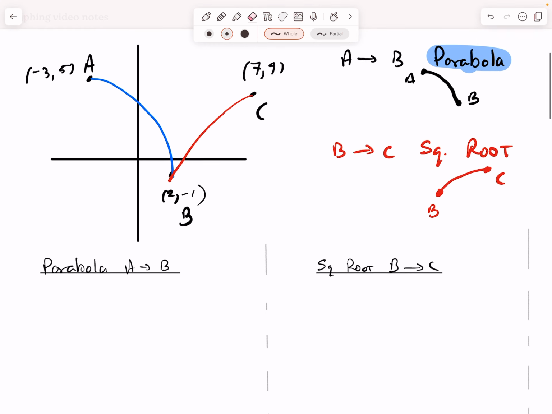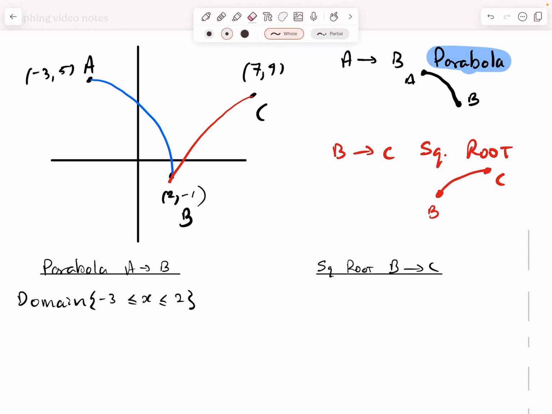First thing I'm going to look at is the domain. It's going to start at negative 3 and go as far as 2. So I'm going to specify the domain as that. Next, I'm going to write the general form of the parabola, which is some value k, and because we know the centre's at negative 3, 5, it's of the form x plus 3 all squared and a vertical shift of 5. Left shift 3, up shift 5. So I'm taking the basic parabola and moving it 3 to the left and 5 upwards.